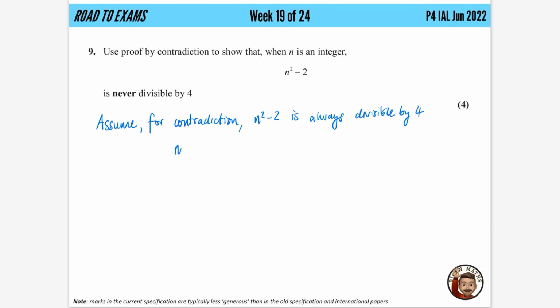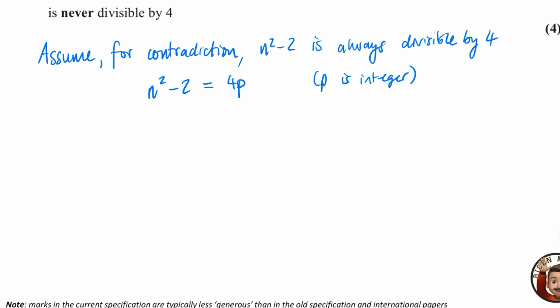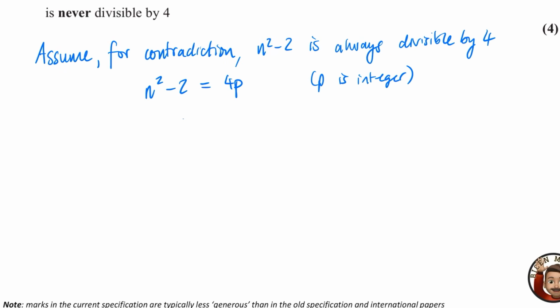In other words, n squared minus 2 is some multiple of 4, 4p, where p is an integer. And you don't have to state this, but it's good practice to tell them that we know that p is an integer. So let's do a bit of algebra and see what works with this. So we get that n squared is equal to 4p plus 2, which makes me think, let's do a bit of factorizing so that I have 2 times 2p plus 1.